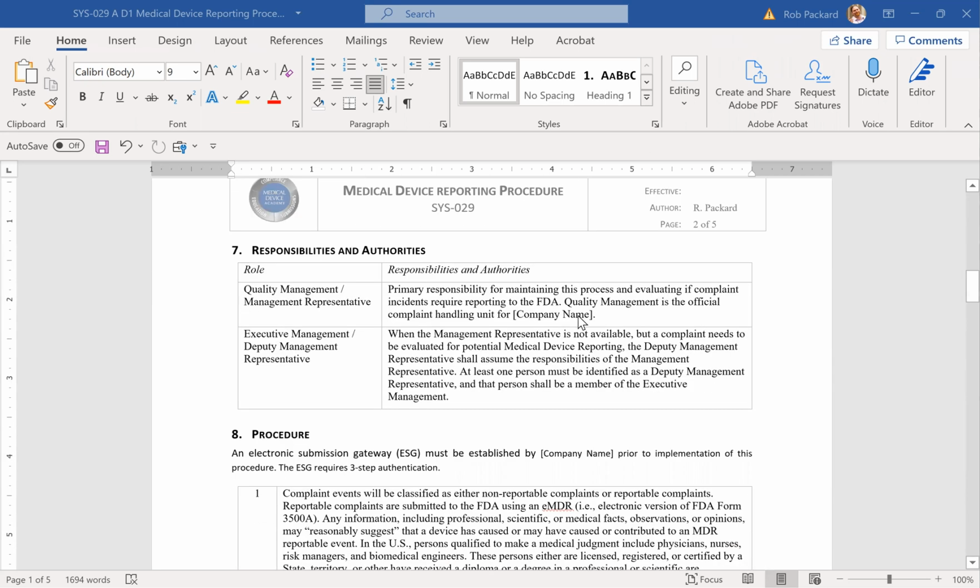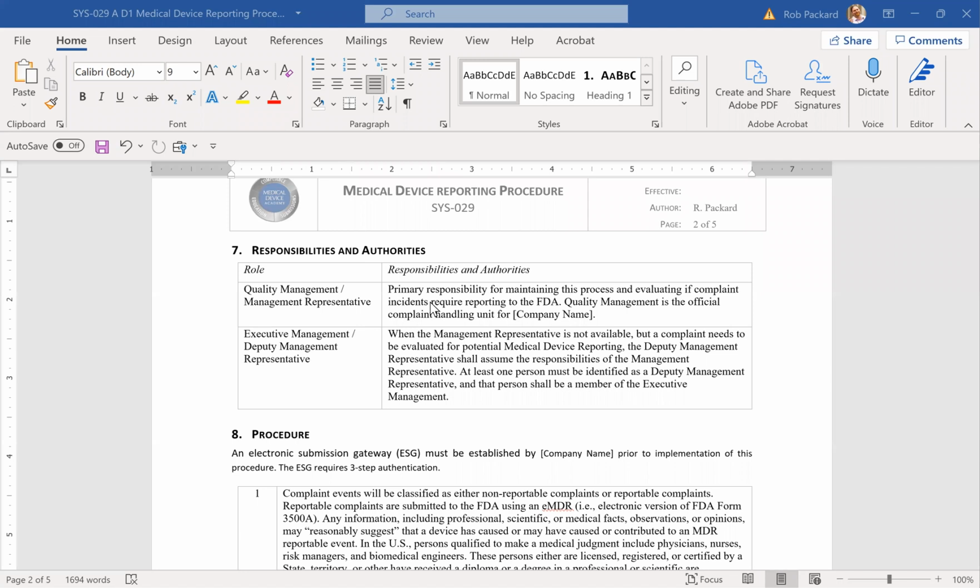The people that are going to be responsible for this procedure are typically the quality manager or management representative in the company. If you have a small company, you might have the person that's responsible for complaint handling also responsible for deciding whether it's reportable. And typically, if that person goes on vacation, you'll have a backup, and usually that'll be their boss, because you really don't want somebody that is a very low-level person in the company, a clerk or an admin, making these important decisions and reporting it to the FDA.